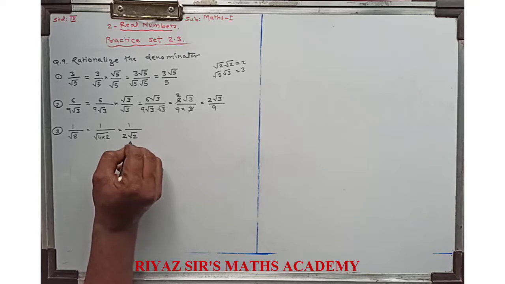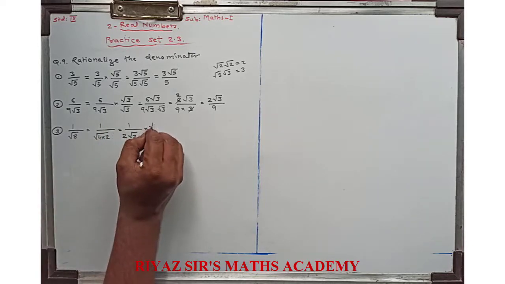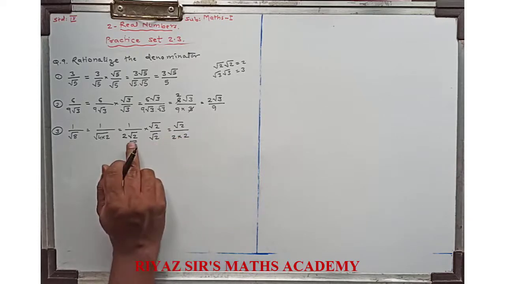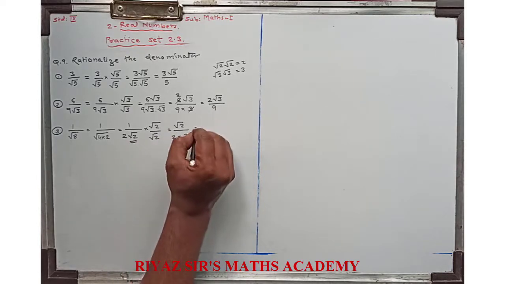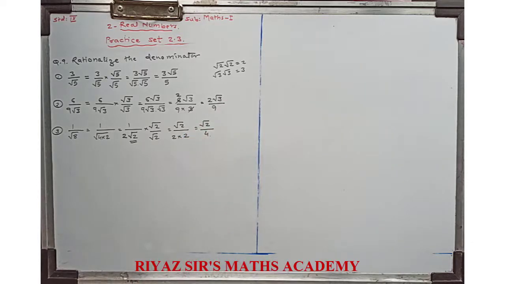So here root 2 is the irrational factor. Okay, we have to rationalize it by multiplying numerator and denominator by root 2. Okay, so you will get root 2 divided by 2 into 2, because root 2 into root 2 is 2, and you will get root 2 upon 2 2s are 4. Okay, so in this way you have to solve question number 9.